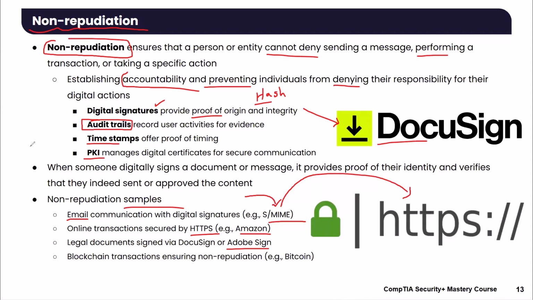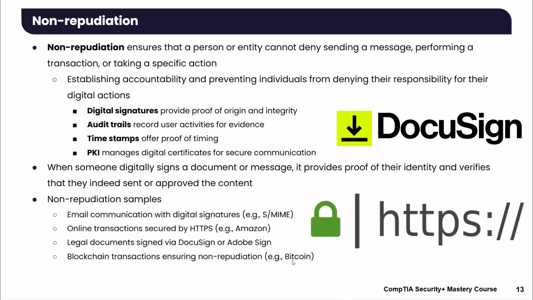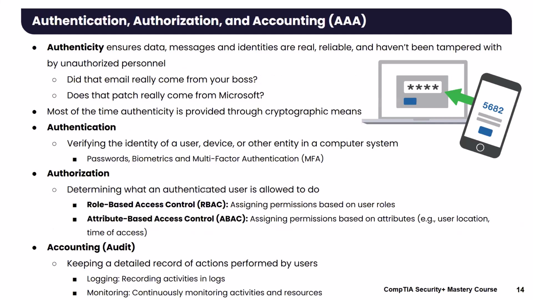All these things require non-repudiation. Even your good buddy Bitcoin with the blockchain. I'm going to talk about that in that section as well. It does use non-repudiation with hashing as well.